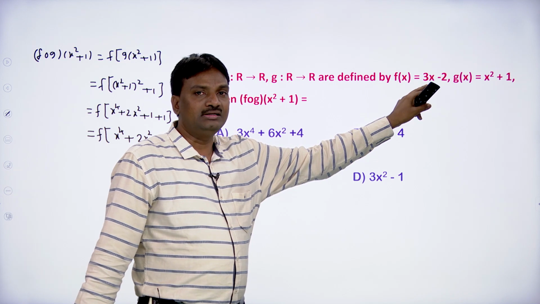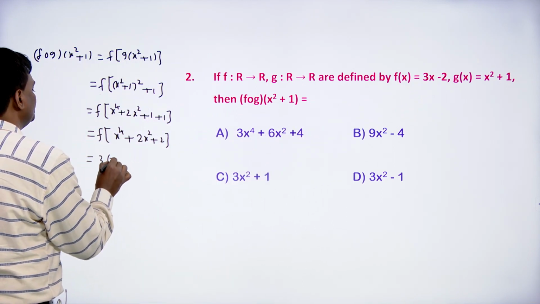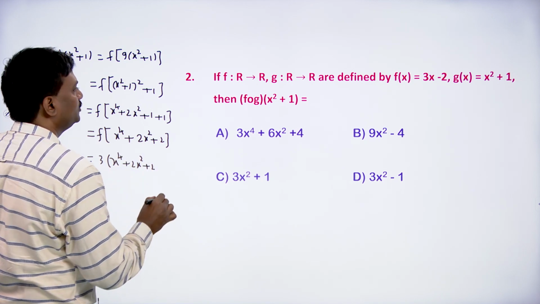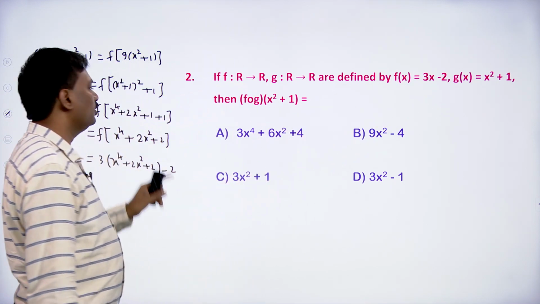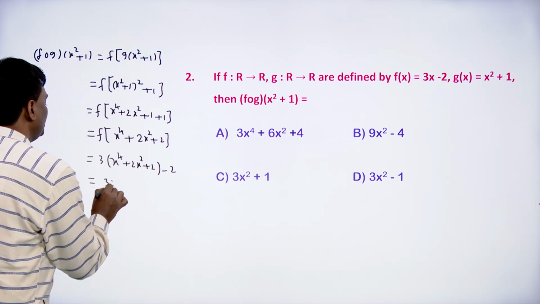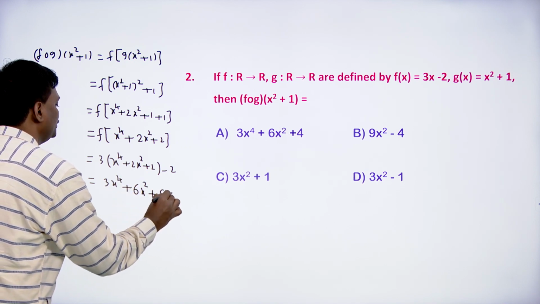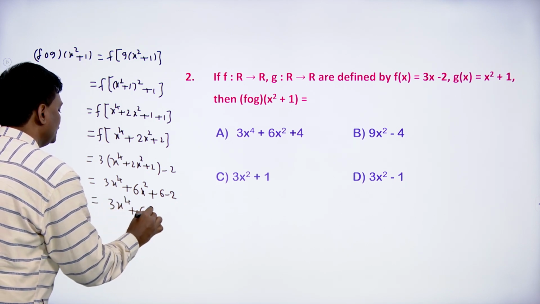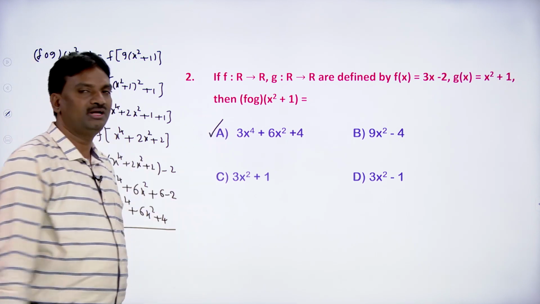So that's why in 3x minus 2 also, in place of x by writing this, 3 into x power 4 plus 2x square plus 2 minus 2. So by simplifying, 3x power 4 plus 3 twos are 6x square plus 3 twos are 6 minus 2. So that is 3x power 4 plus 6x square plus 6 minus 2 is 4. By observing the options we have option A.